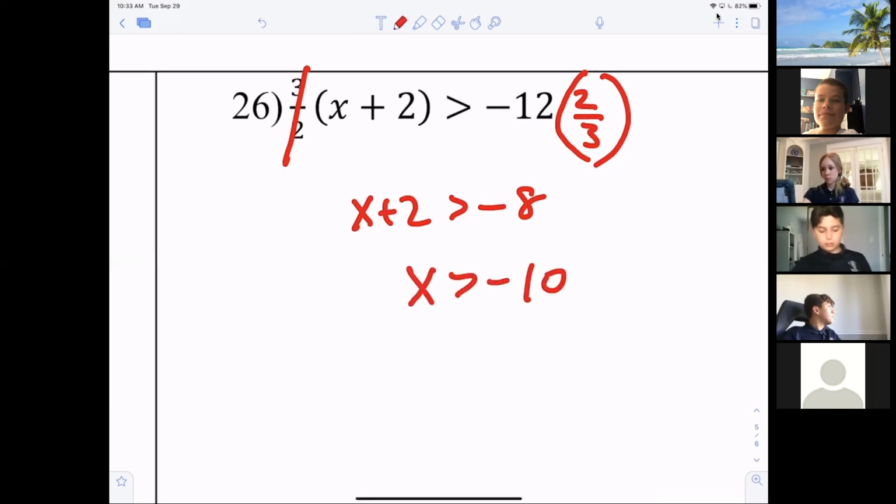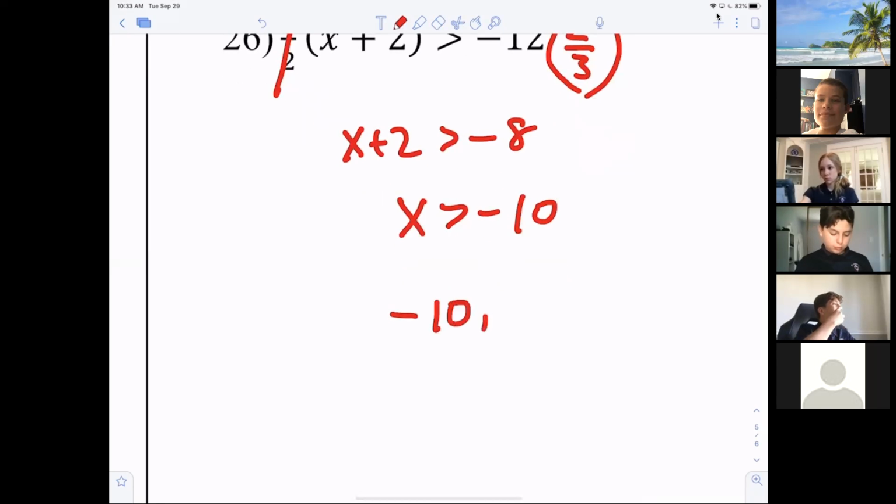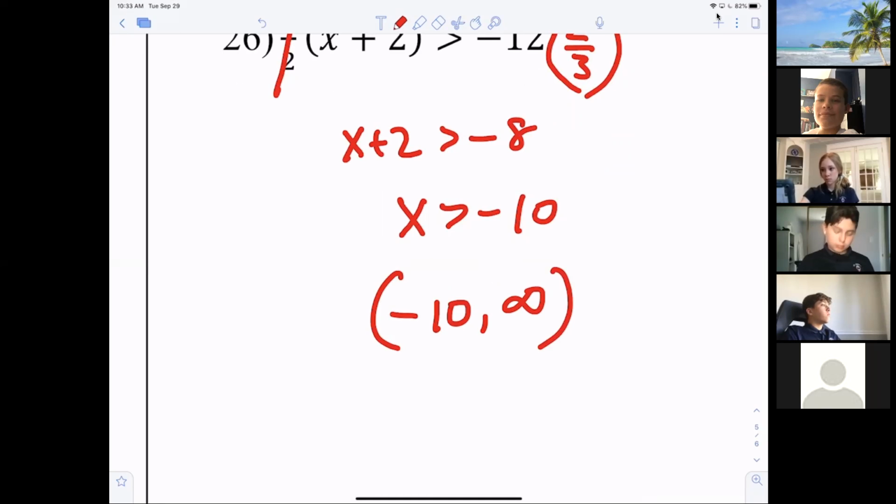So where are we starting? We're starting at negative 10 and going to infinity, and beyond. Easy as that. Any issues? That's easy now.